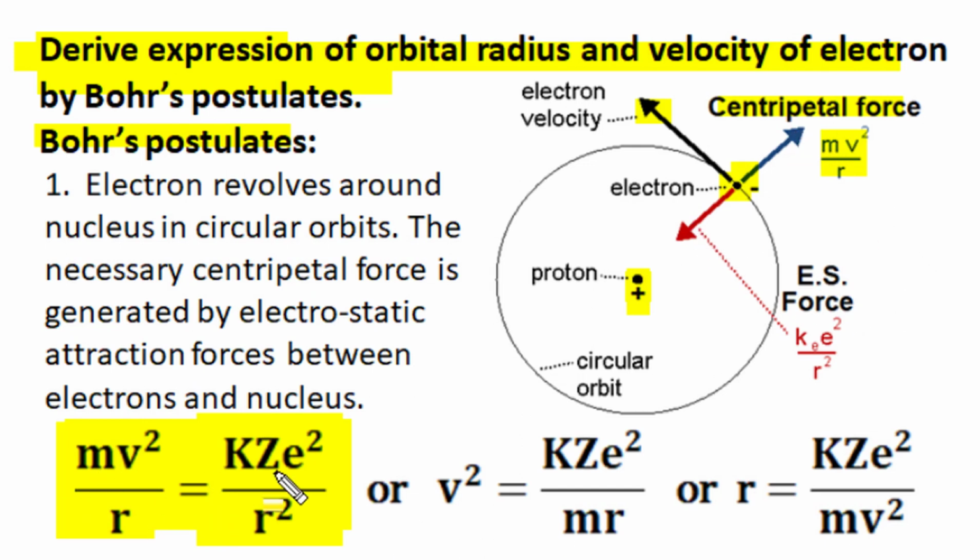And by this expression we can represent the velocity of electron in orbit in terms of radius as v square is equal to kZe square over mr, or we can express radius of orbit in terms of velocity of electron in orbit as kZe square over mv square. So radius can be expressed in terms of velocity, or velocity can be expressed in terms of radius using this equality of centripetal force and electrostatic attraction.